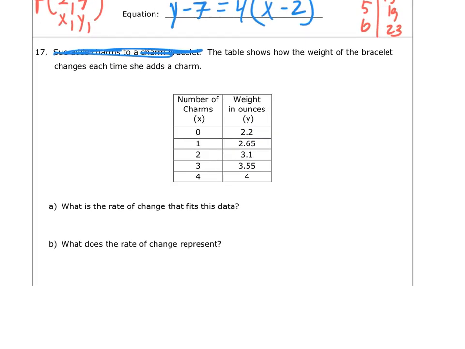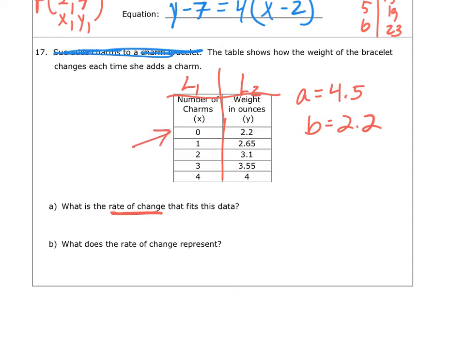All right. It says, what is the rate of change that fits this data? Okay, so in other words, they're asking us to find the slope. So I'm going to put this in L1 and this in L2. I do stat, edit, plug it in, then do stat, edit, calc 4. I get an A value of 4.5 and a B value of 2.2. Now, I want to make sure that you're doing that in your calculator. I can't show the calculator on this recording, but you need to make sure that you're plugging that into your calculator and actually doing that step.